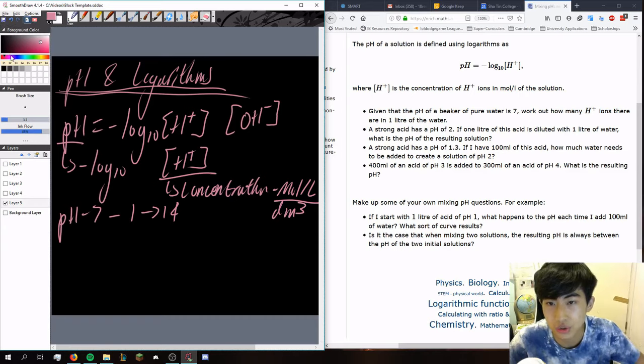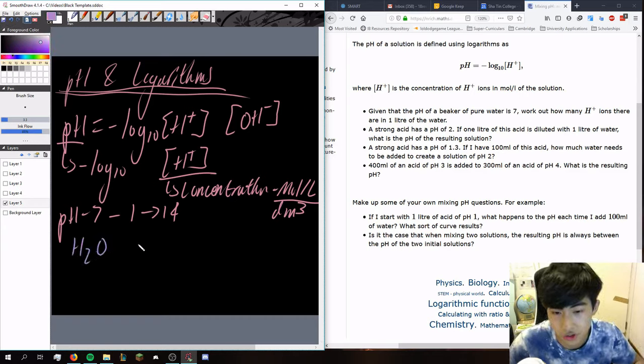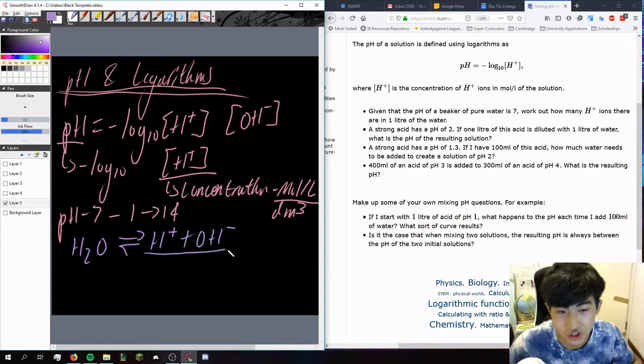Now this actual chemical reaction is given by H2O. It's a reversible reaction. H2O dissociates into an H plus ion, specifically relevant here for a pH, and OH minus ions. Now in real life this doesn't actually happen.